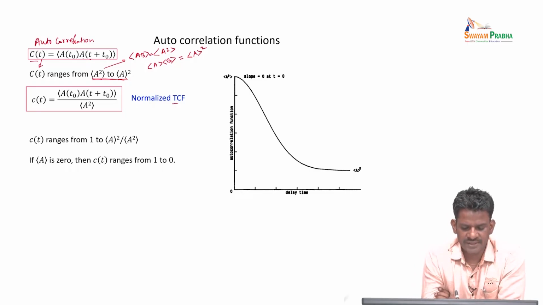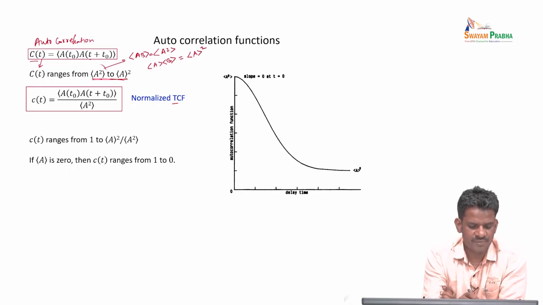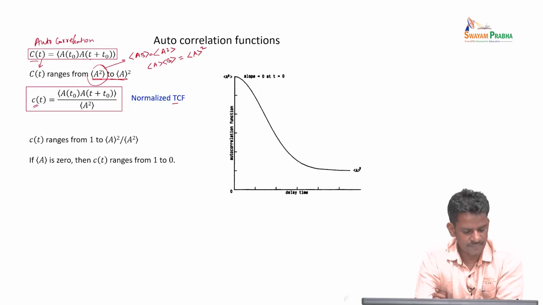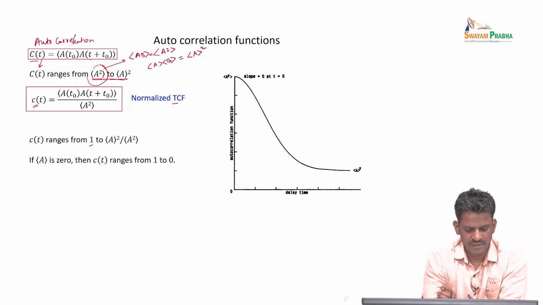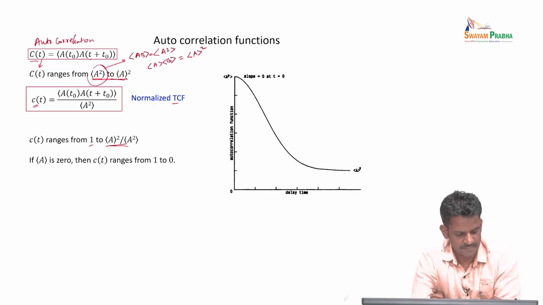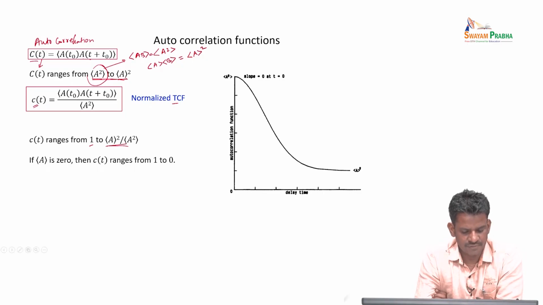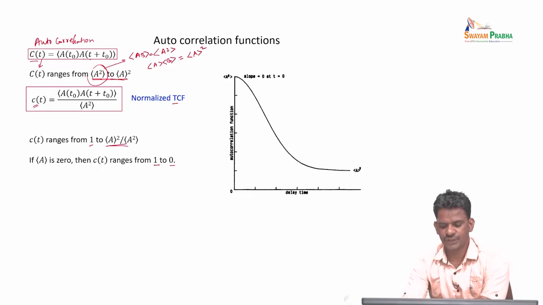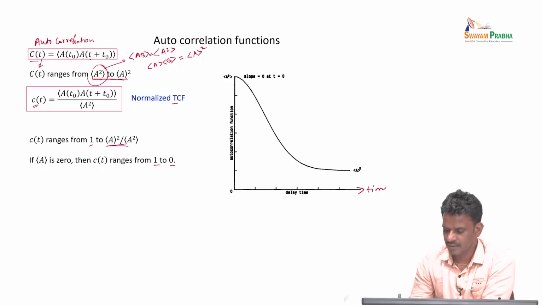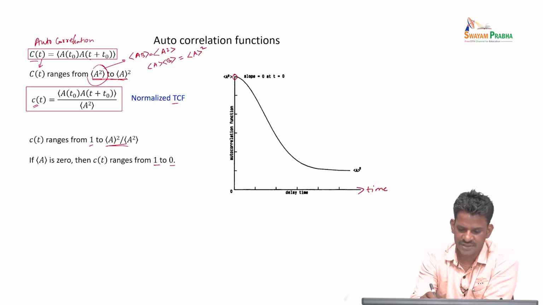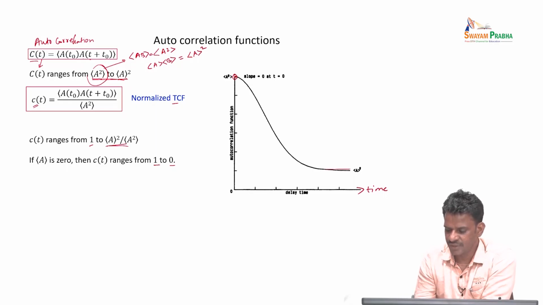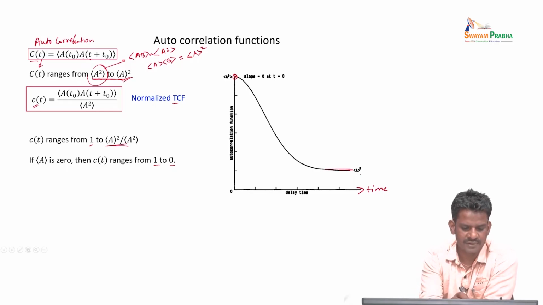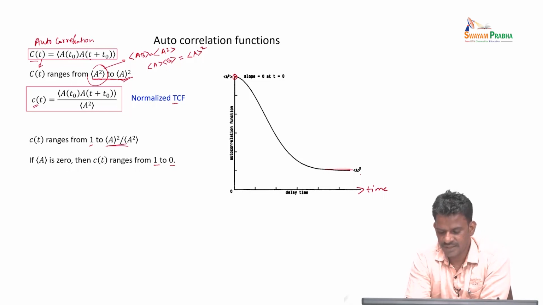In this case also we can normalize the time correlation function with the maximum value, which is the mean square. Thereby this normalized correlation function will range from 1 to the ratio of the square of the mean by the mean square. And if the mean is 0 for a particular variable A, then c of t will range from 1 to 0. It is graphically shown here. At time t equal to 0, it starts at the mean square, and then in the limit of very large time it saturates at about the square of the mean value. So this is how you expect the time correlation to behave.